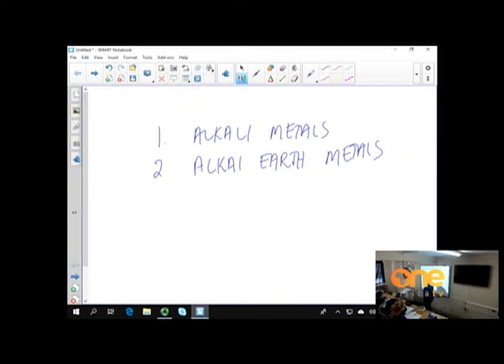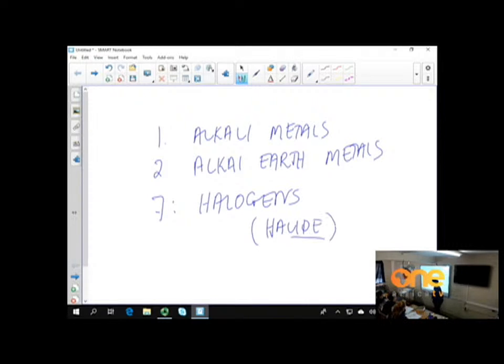We don't bother with the names of the group 3s and the group 4 elements and the group 5 elements, group 6 elements. Group 7 elements are known as the halogens, and then just remember what is a halide. Yes, it's in the compound form. Okay, usually the ionic halogen.